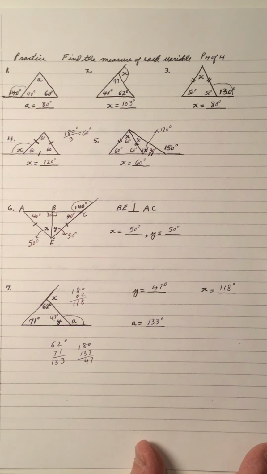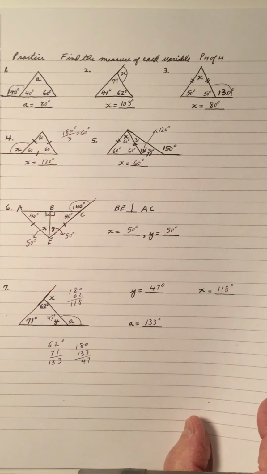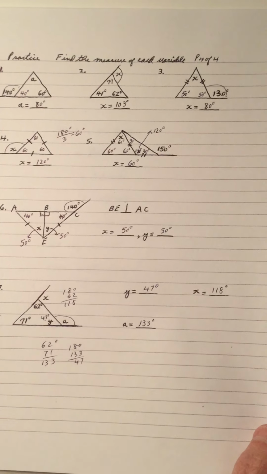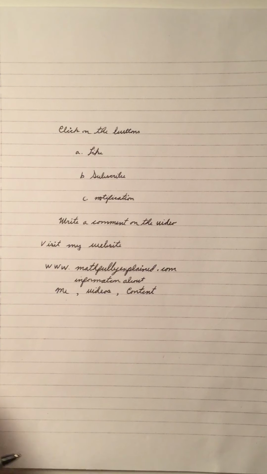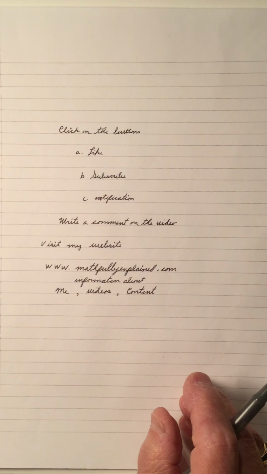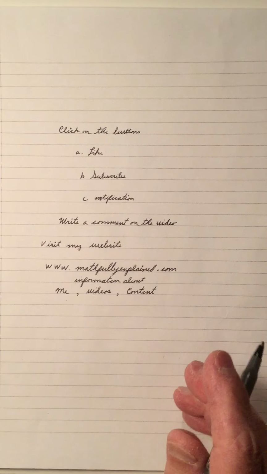Anyway, that's a review of the exterior angle property using the properties of a triangle, 180. And don't forget, the exterior angle equals the sum of the two interior remote angles.